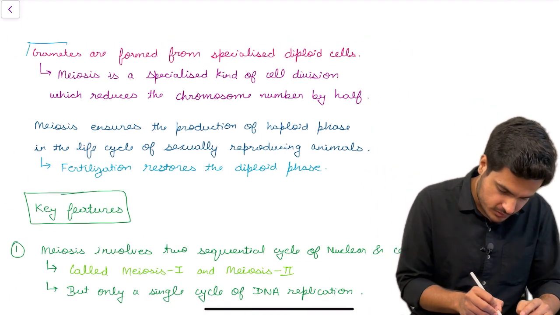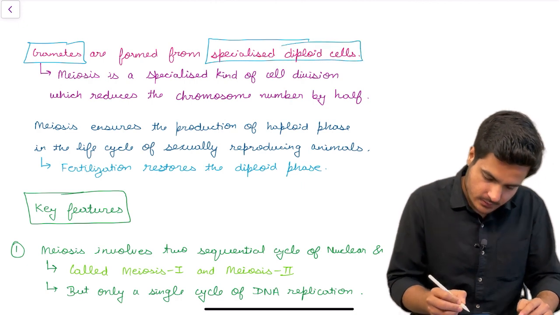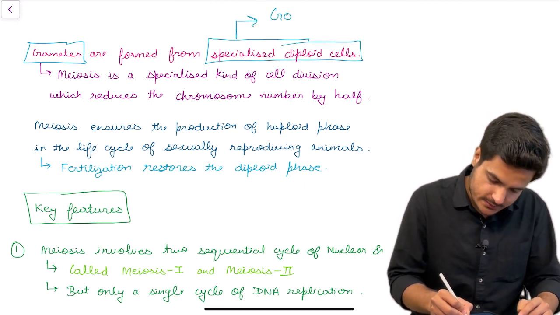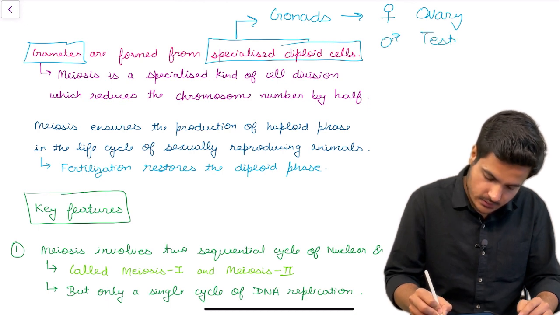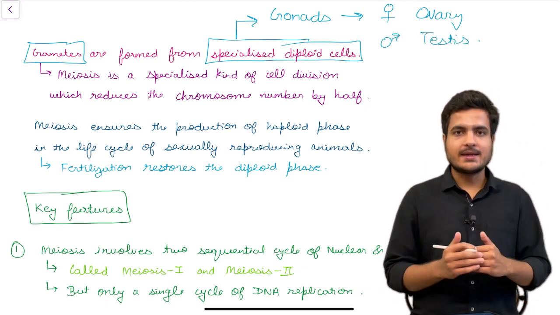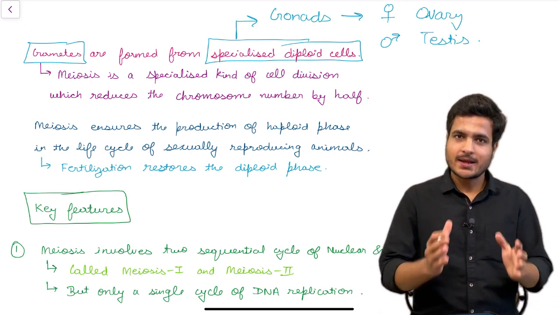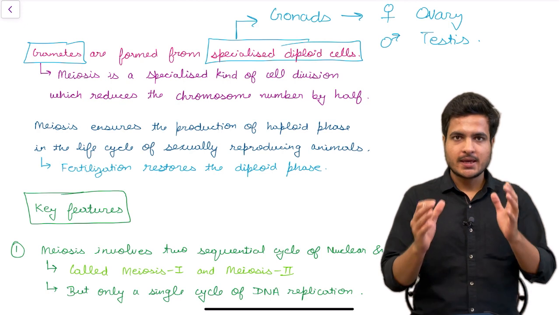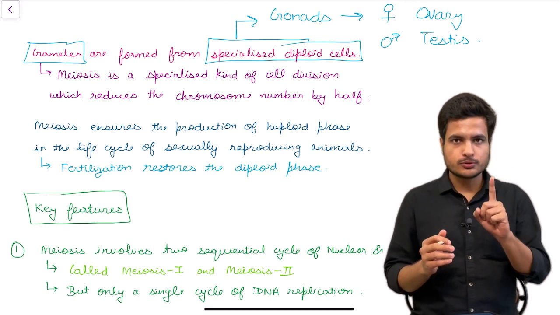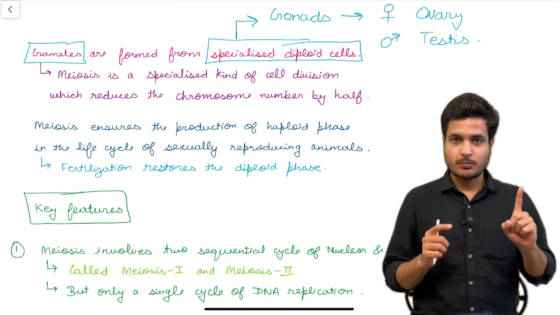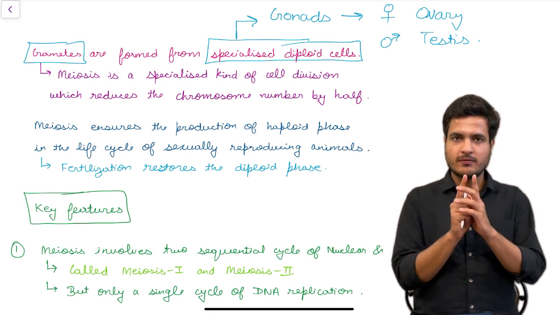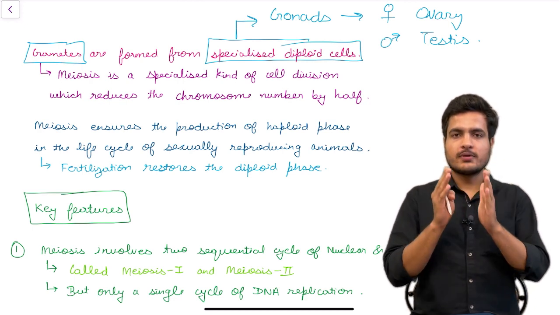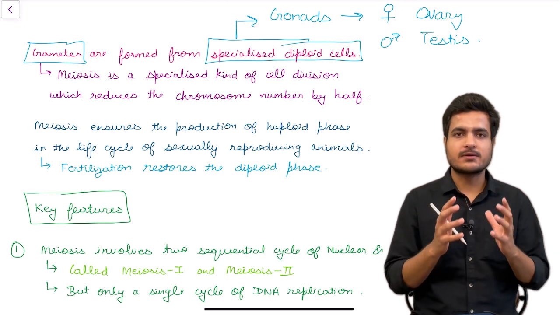Gametes are formed from specialized diploid cells which are present in our gonads. Gonads means the sex organs. In females it is the ovary, and in males it is the testis. So there in ovaries and testis, meiosis is taking place so that haploid gametes could be produced, because haploid condition means only one copy of a chromosome. From mother we will get one copy, and from father we will get one copy, and ultimately when the zygote is formed, it will have 2 copies of each chromosome. That means a diploid condition will be established.